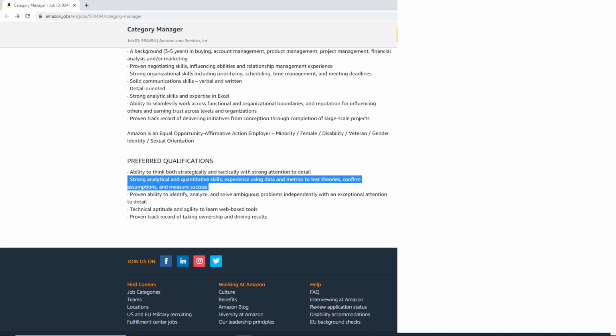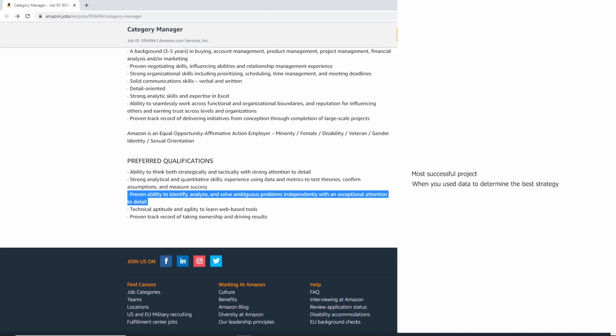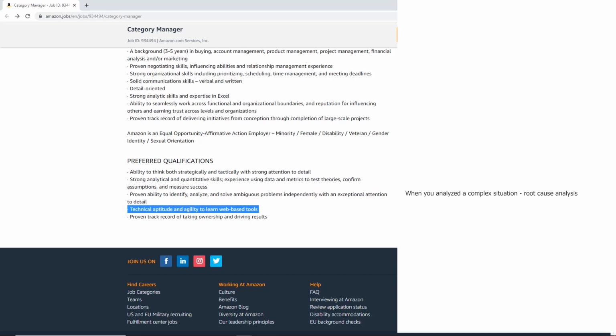Strong analytical and quantitative skills, experience using data and metrics to test theories, confirm assumptions, and measure success. What is your most successful project? Or tell me about the time when you used data to determine the best strategy. Proven ability to identify, analyze, and solve ambiguous problems independently with an exceptional attention to detail.